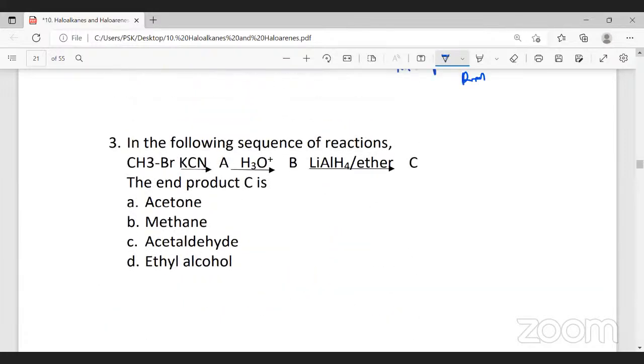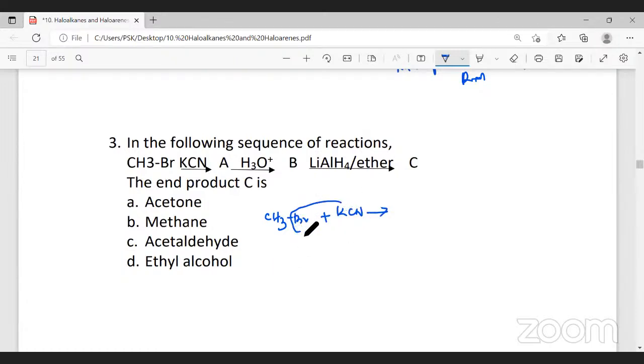Otherwise, you'll lose marks. In the following sequence of reactions, what is the end product? The first one is CH3Br, and this is allowed to react with KCN. When this is allowed to react with KCN, what do you get?